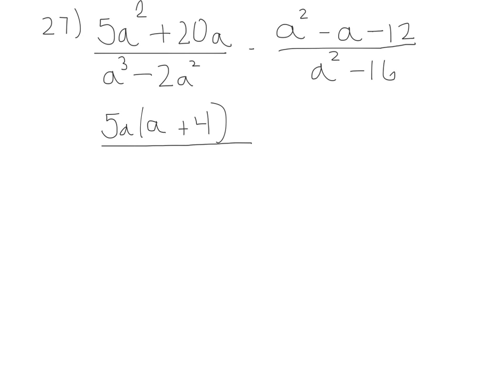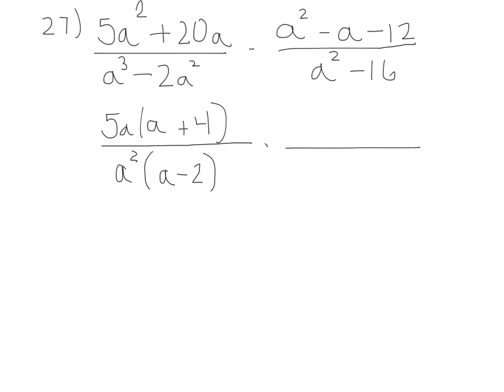In the bottom, the greatest common factor is a squared. I can only bring out the exponent on the a that is smallest, as long as all terms have an a. So that's an a squared. A cubed divided by a squared is a, and 2a squared divided by a squared is 2. And again, I can redistribute to make sure that works.